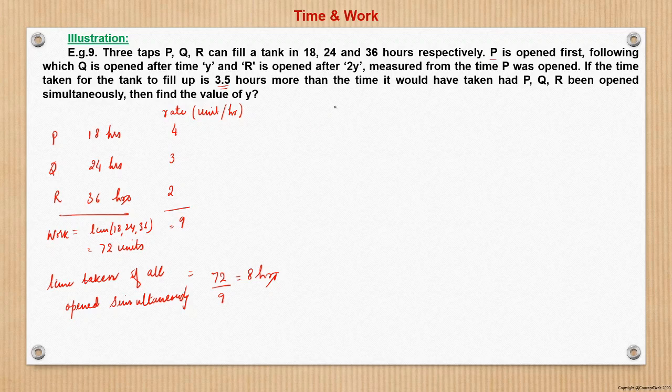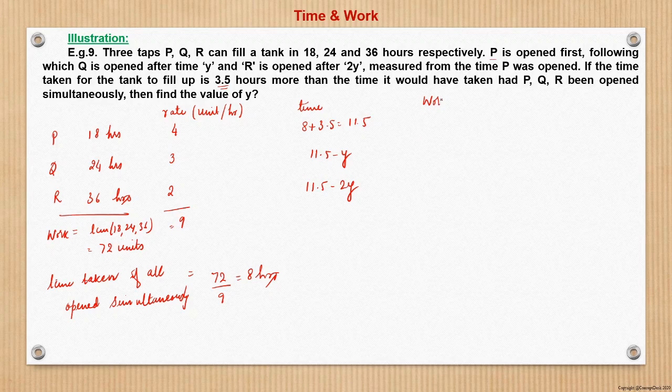So basically it means that P is opened first, following which Q is opened after time Y hours and R is opened after 2Y, measured from the time P was opened. This means that P was opened all through the duration. So P was opened for 8 plus 3.5, which is 11.5 hours. Q was opened after time Y, so Q was opened for Y hours less, and R is opened after 2Y, so R was opened for 2Y hours less, right?